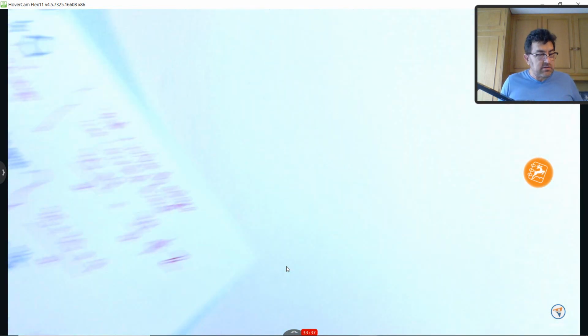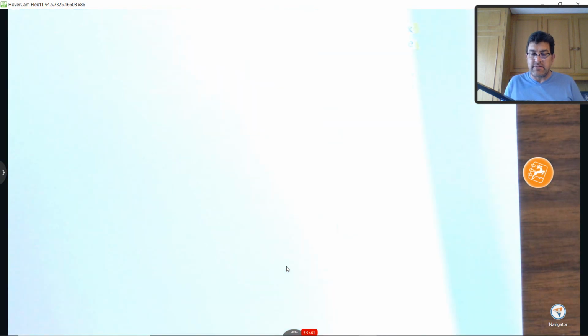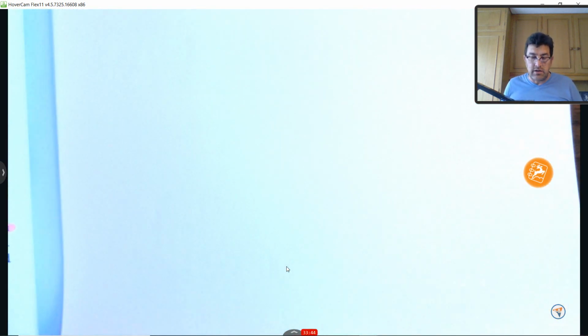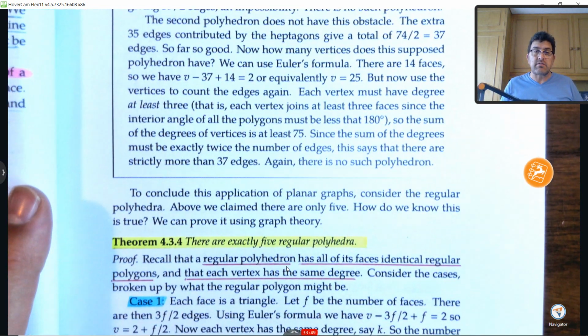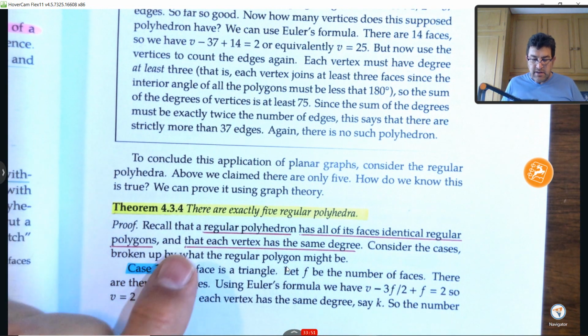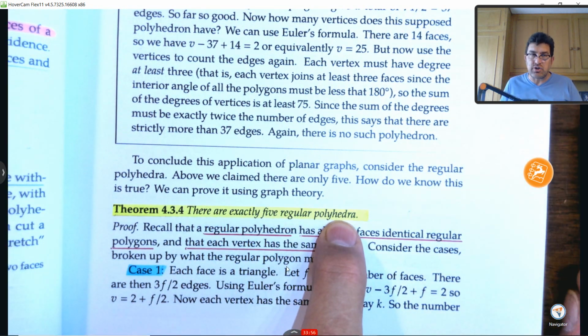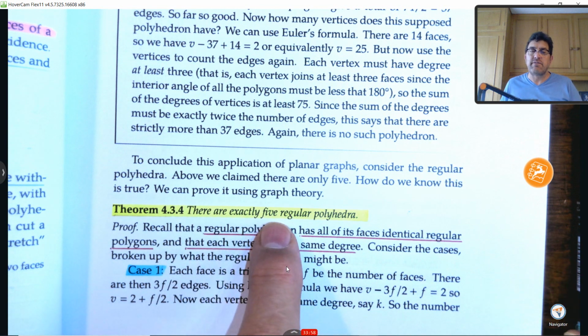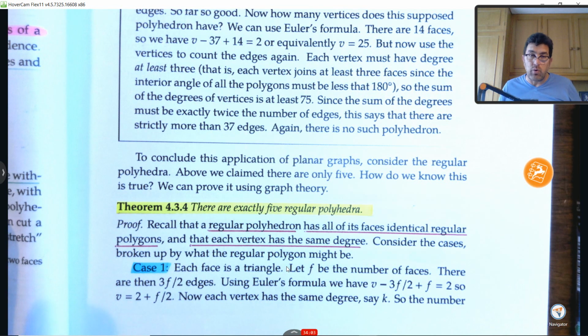Okay, so let's have a look at the last, in fact, you know what? I will look at the last theorem that we're going to prove in our planar graphs, and that's the theorem that says there are exactly 5 regular polyhedra. There are exactly 5, so it means there's only 5, and not less and not more than that. Okay, we will look at that in our next video on planar graphs.